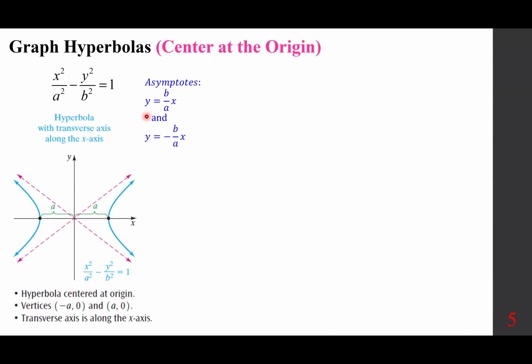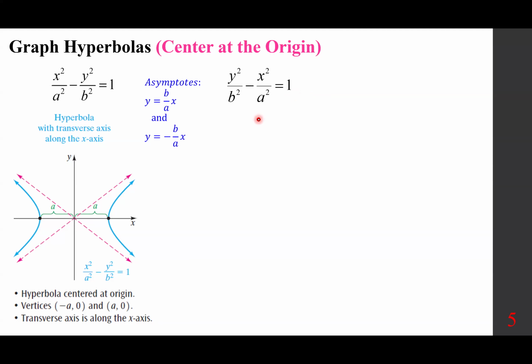Asymptotes: y is plus or minus b over a times x. So b over a times x and minus b over a times x. Now, I'm going to keep the b squared under y squared, and write y squared over b squared minus x squared over a squared equals 1. When I do that, the asymptotes remain the same.